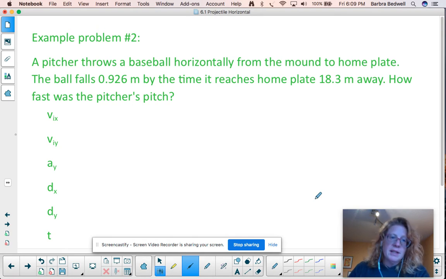Like I said, this is example number 2. Give yourself a chance, draw yourself a picture, see if you can identify any of your little variables on there, and see if you can start picking away at it. Okay, did you pause? Did you really? I think you're lying.